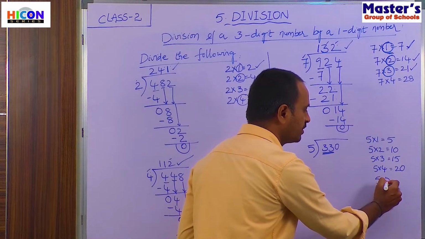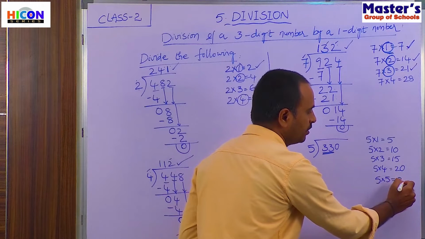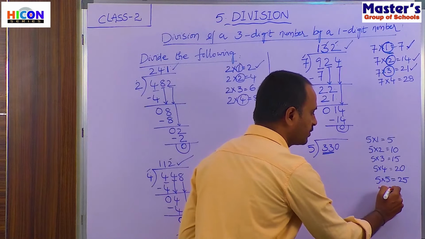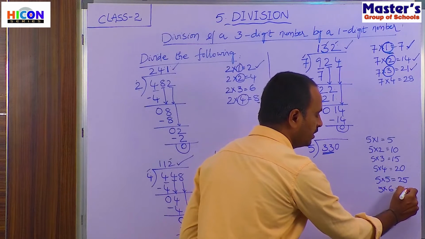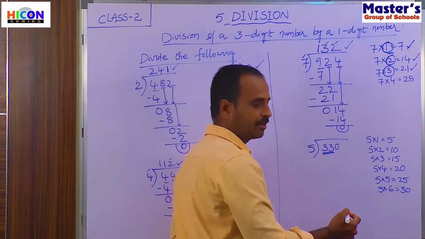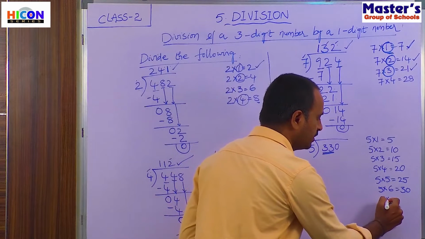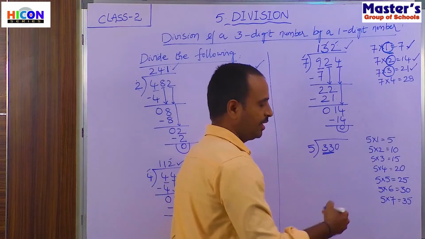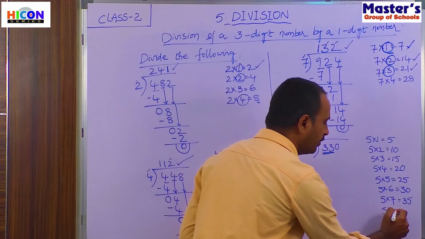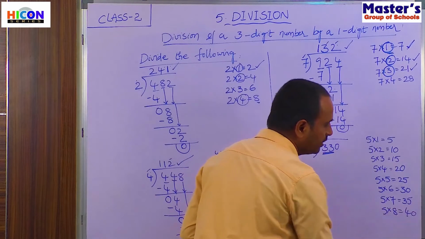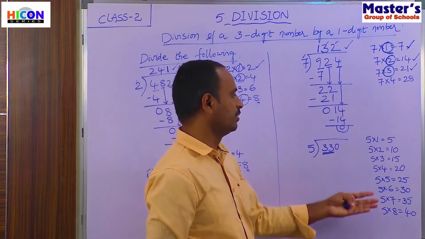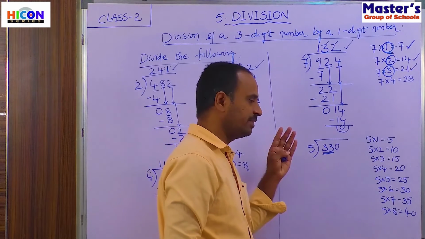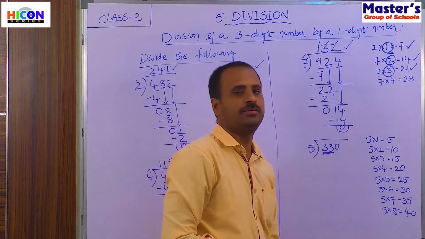If you take 5 times, 5 fives are 25. Now take 6 times. 5 sixes are 30. And again continue. Take 7 times, that is, 5 sevens are 35. And again take 8 times. 5 eights are 40. So children, if you observe the 5th table, there is no number 33. That means we did not get the number 33 in the 5th table.